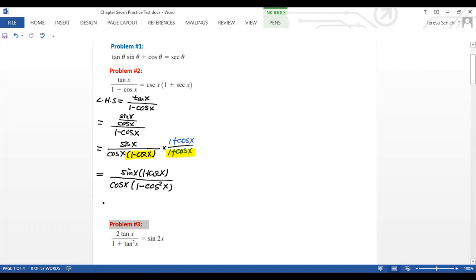Now continuing, on the top I still have sine x times 1 plus cosine x, and on the bottom I have cosine x. So what is 1 minus cosine squared x? It's sine squared x, because from here to here I used the Pythagorean theorem. What is the Pythagorean identity? It's sine squared plus cosine squared equals 1. That's why you can replace 1 minus cosine squared with sine squared.